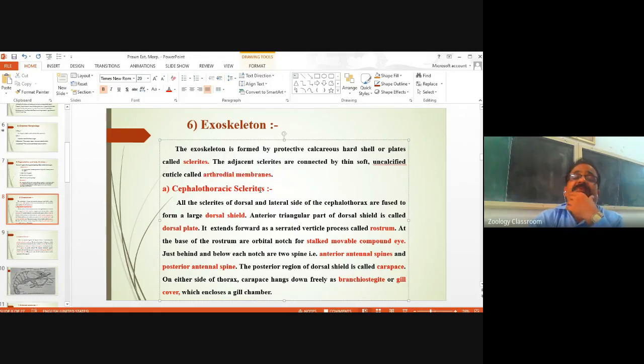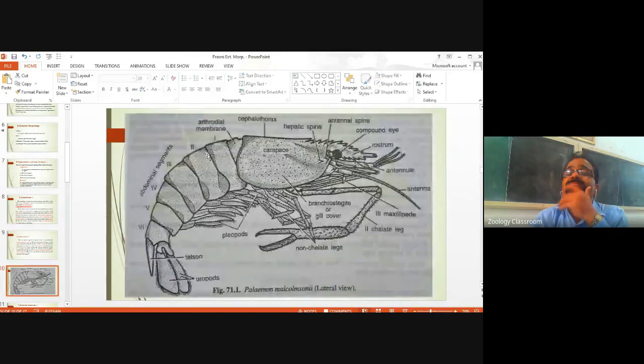Now, the sclerites in the cephalothorax, where they are located and in which regions, that we are going to study. All the sclerites on the dorsal or lateral side are fused to form the dorsal shield. All of this that you see is the dorsal shield of the cephalothorax.